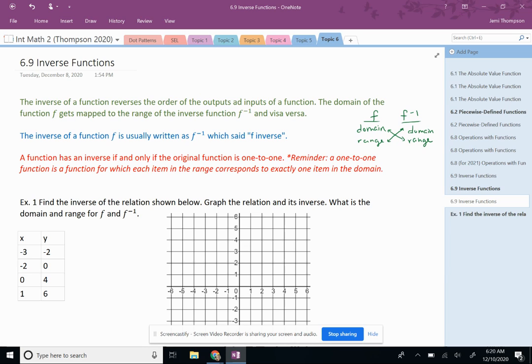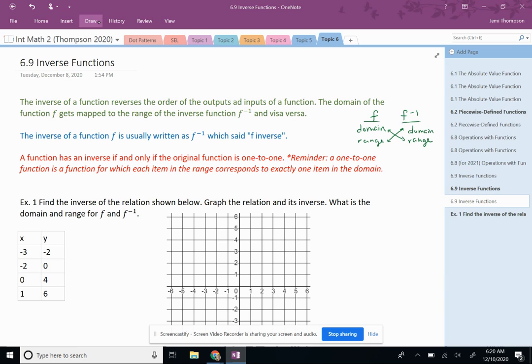The red comment there says a function has an inverse if and only if the original function is 1-to-1. So let's talk about that for a little bit. A reminder that a 1-to-1 function is a function for which each item in the range corresponds to exactly one item in the domain. So many words. This is a little tougher to demonstrate because you can't see me, so this vocabulary is going to be important.